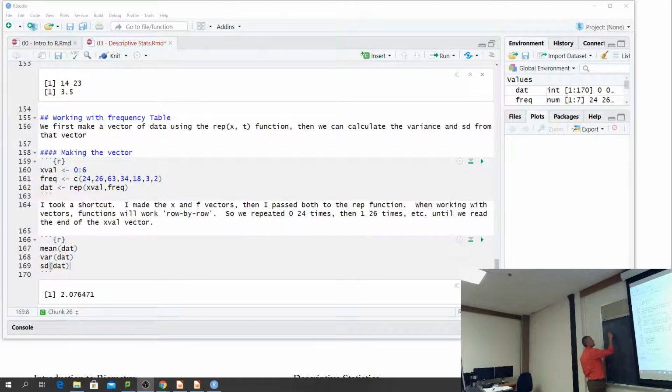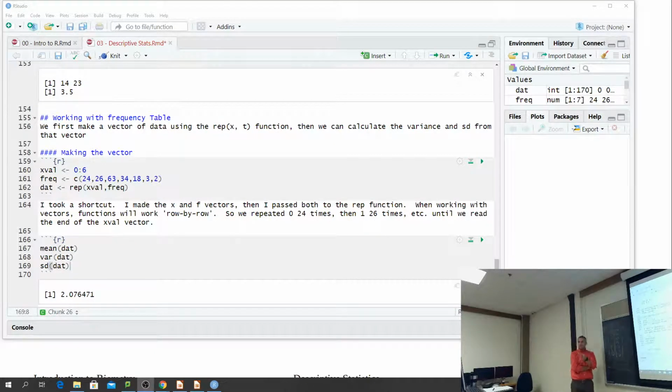If you think of it like this, we've got 0, 1, 2, 3, 4, 5, and 6. And we have our frequency vectors, which is 24, 26, 63, 34, 18, 3, and 2. All right? So what I did was pass the entire vector to, you can think of it as something like that. These are parentheses holding the entire vector together. Right? I passed it to the rep function.